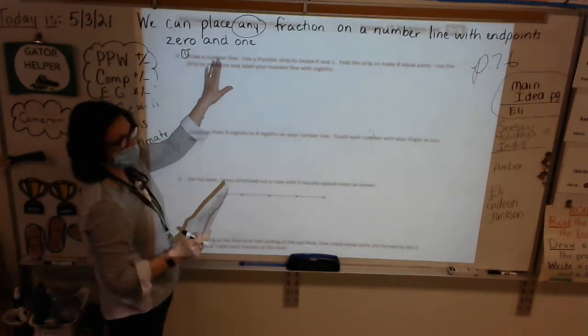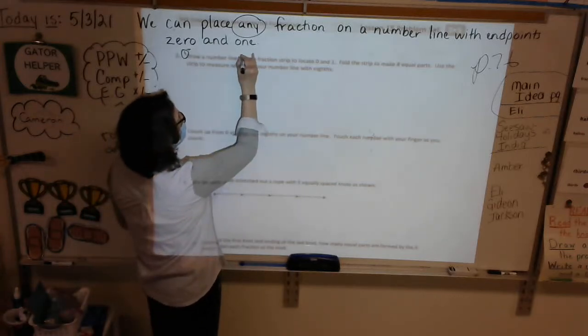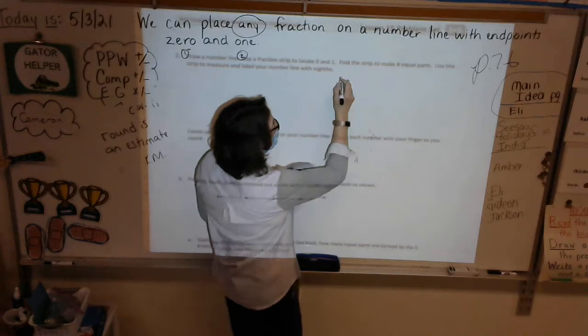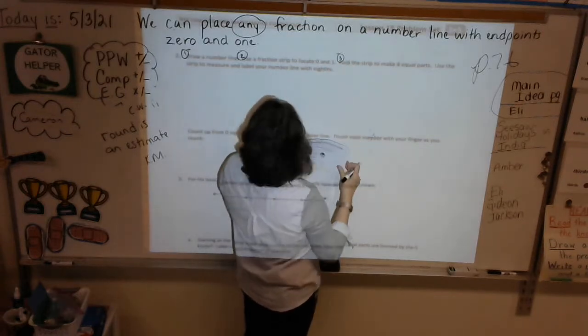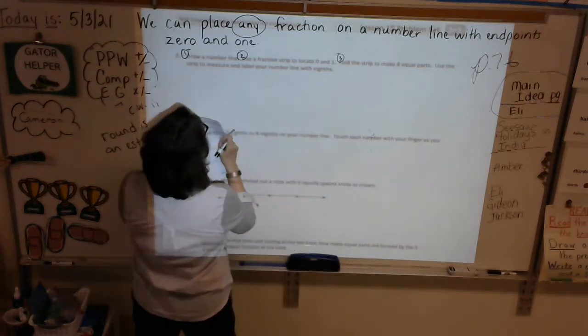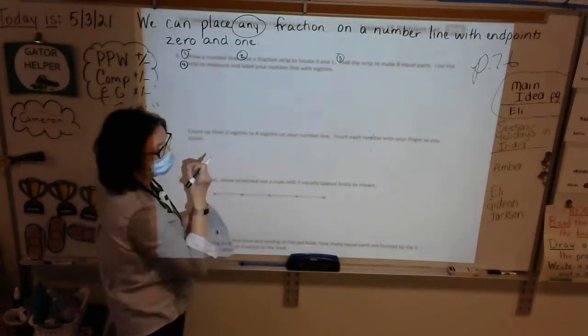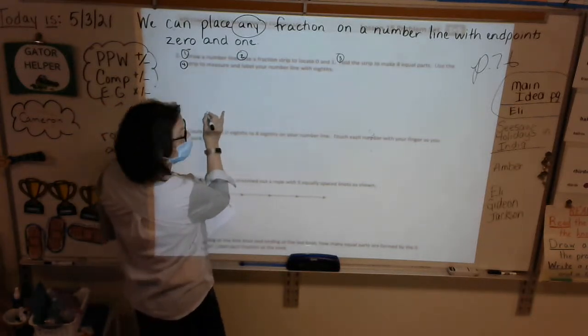I'm going to draw a number line. Then I'm going to use a fraction strip to locate 0 and 1. Then I have to fold it to make 8 equal parts. Then I have to use the strip to measure and label your number line with eighths. So I'm going to show you what we're going to do. We're going to draw our number line. Make sure you draw it down here.